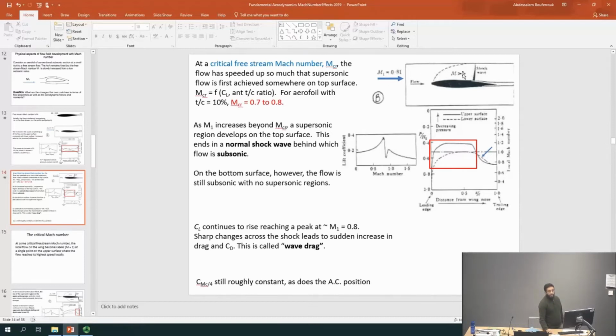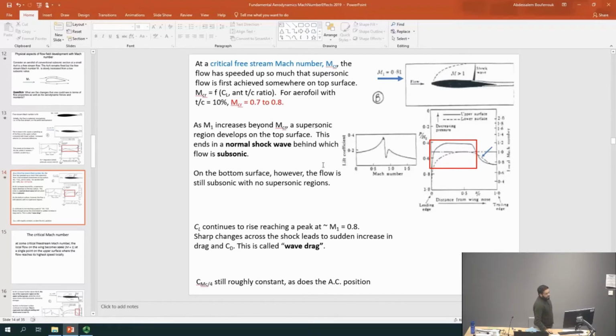There is already a large region of supersonic flow, which means the critical Mach number is actually lower than 0.81. But just remember, the critical Mach number is the instance where for the first time there is supersonic flow on the wing, even without a shock wave.